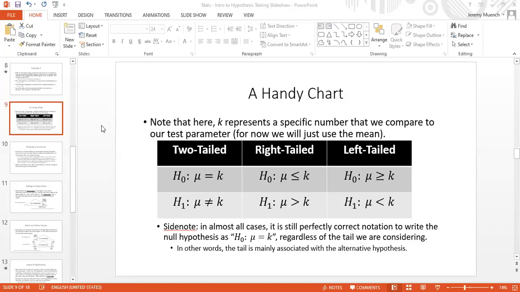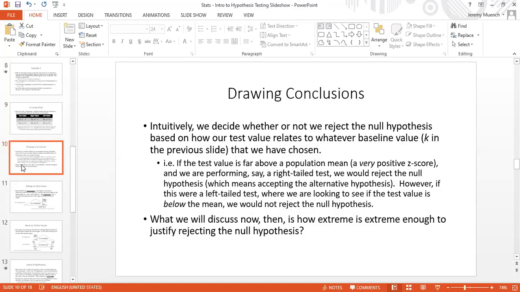Remember again that hypotheses are not things that are proven to be true or untrue. They are simply a statement that we try to decide upon based on the weight of evidence. So let's talk about how we draw these conclusions. We're going to have to decide whether or not we reject the null hypothesis based on how our test values relate to whatever baseline value we're working with.